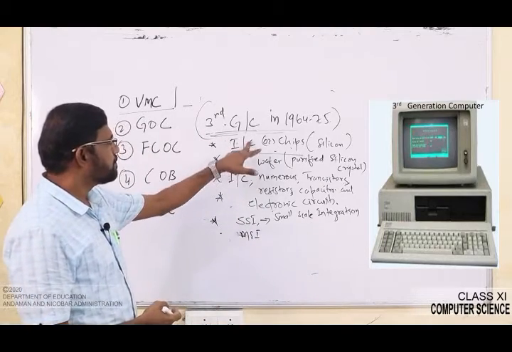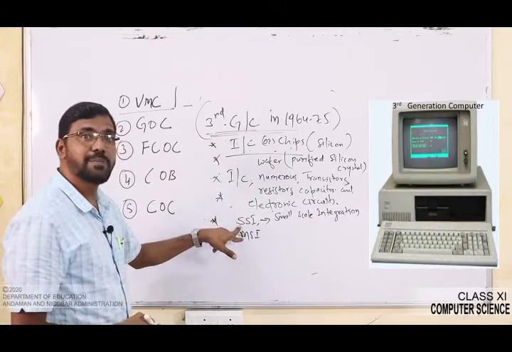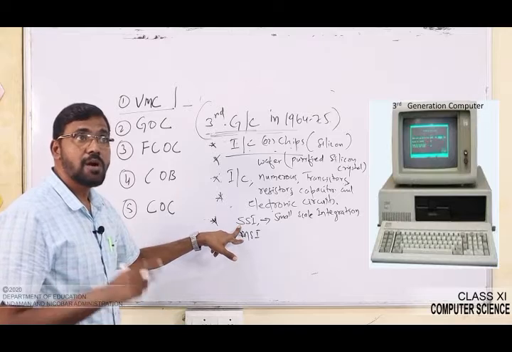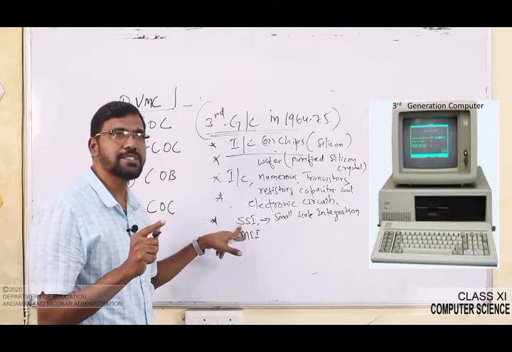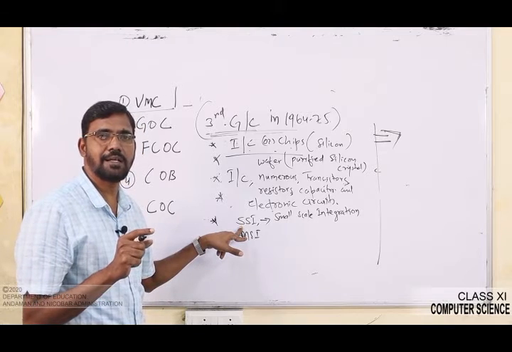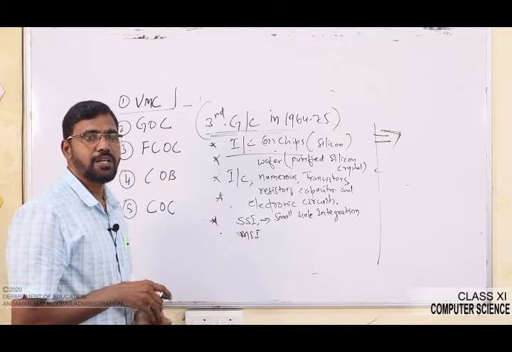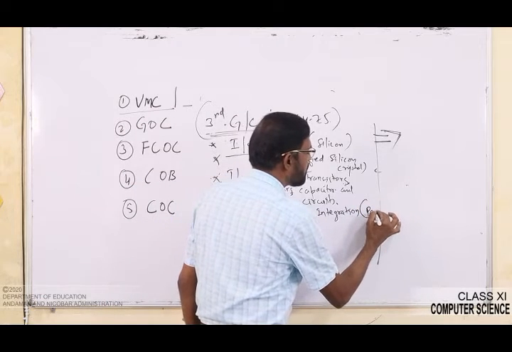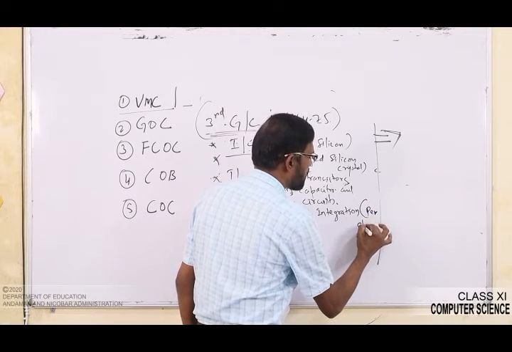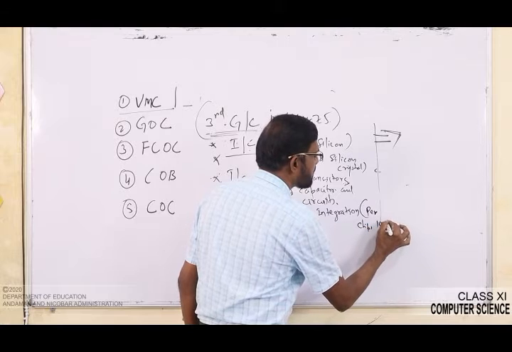So, the chip is made up of small scale integration. If you consider one chip during this small scale integration, it has 10 transistors. That means per chip having 10 transistors.